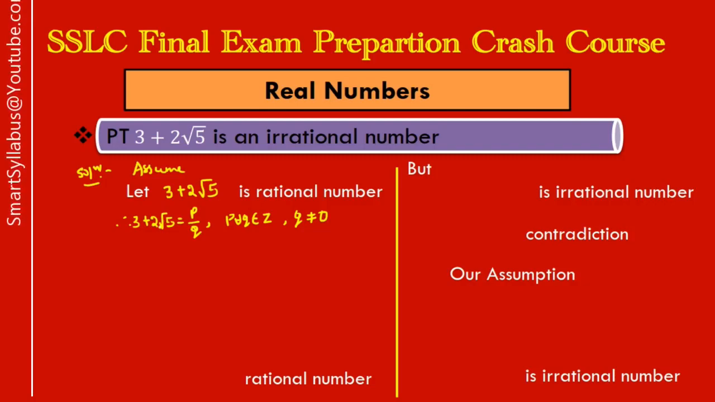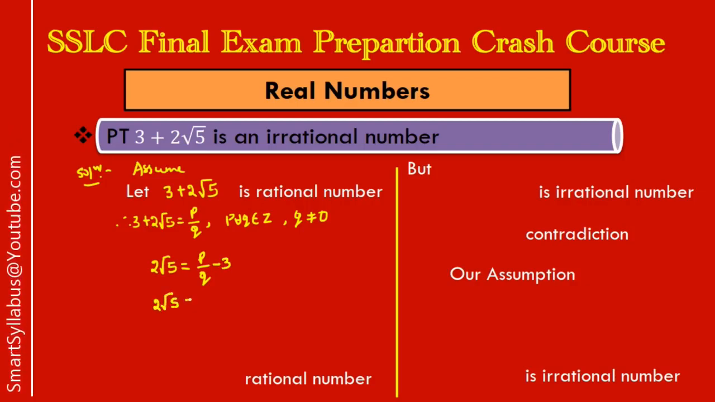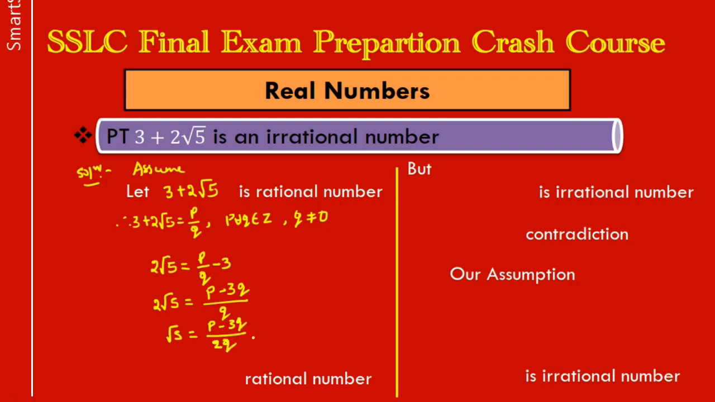Now, we use some mathematical steps. Just write 2 root 5 as it is, p by q as it is, send 3 to the other side, so it's minus 3. Then 2 root 5 is equal to, take the LCM, write the p as it is, minus 3 into q, over q. Along with this root 5 there is 2, cross multiply, so we get root 5 is equal to p minus 3q upon 2q.